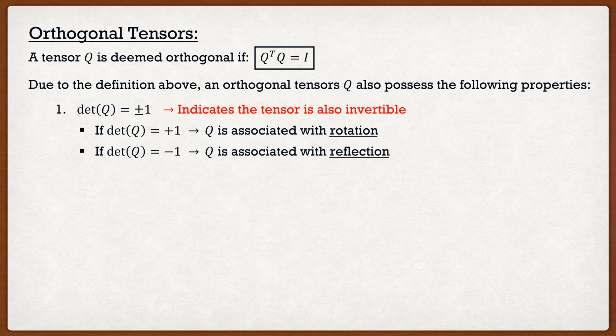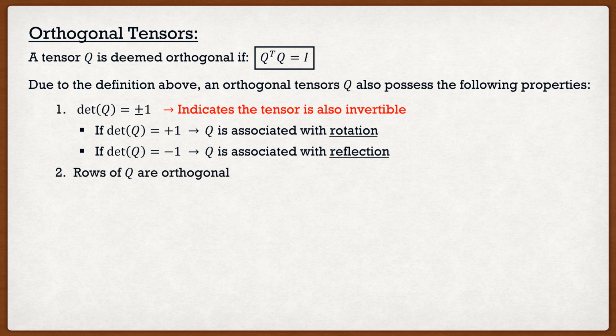Now, the second scenario is if the determinant of Q is equal to negative 1, therefore Q is associated with a reflection. So this makes for a very good examination question: is Q a rotation matrix or is it a reflection matrix? And again, matrix, tensor, they're interchangeable. So no matter which one you hear me say, it's going to mean the exact same thing in this course.